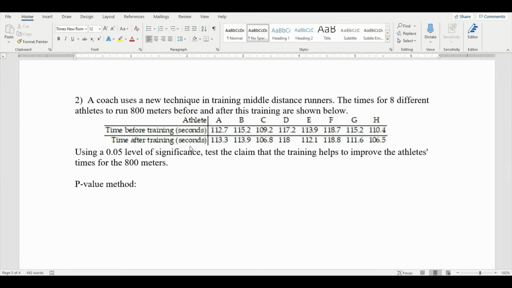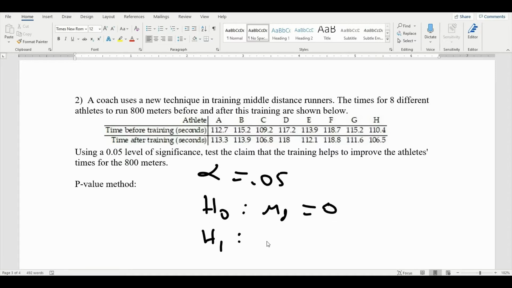For this example, I won't be using the graphing calculator because it takes a little bit too much time to type in, so I'll just be using StatCrunch. So what we have here, we have times before training and times after training. So let's start with the alpha. And we need our H0 and our H1. So once again, the mean difference will be 0. They're the same.